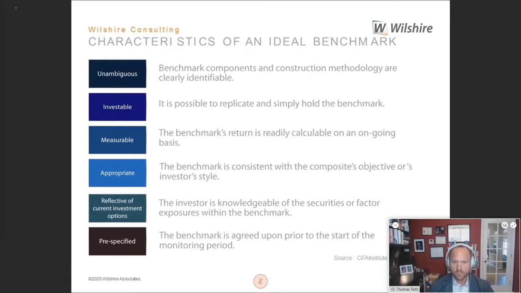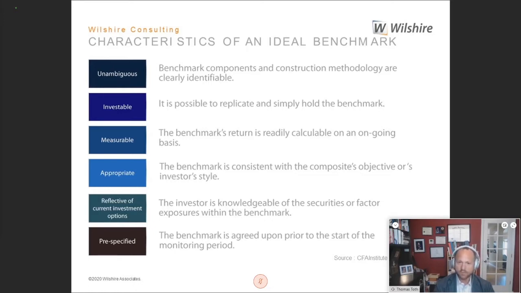We want to make sure the benchmark is measurable because we want to make sure that you have timely data in order to understand if the portfolio is doing well. It should be appropriate. In other words, it's consistent with the strategy's objectives or style. This isn't so important for the CalPERS portfolio, but you can think of a growth equity manager. You would not want to benchmark them to a value or core equity benchmark because there's going to be significant mismatch between those styles. So you want to make sure they're consistent with the style and objectives of the investor.